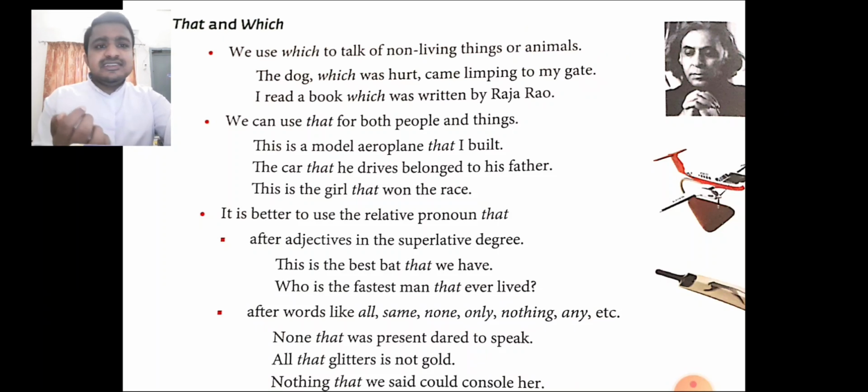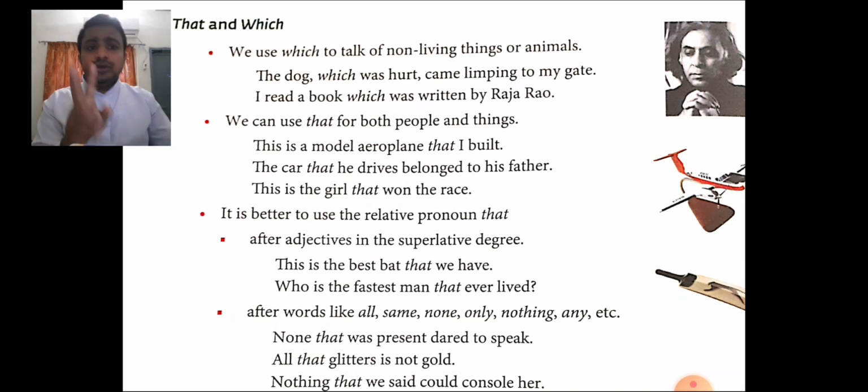For example, this is the model aeroplane that I built. The car that he drives belongs to his father. This is the girl that won the race. Now it is better to use the relative pronoun "that" in two conditions.